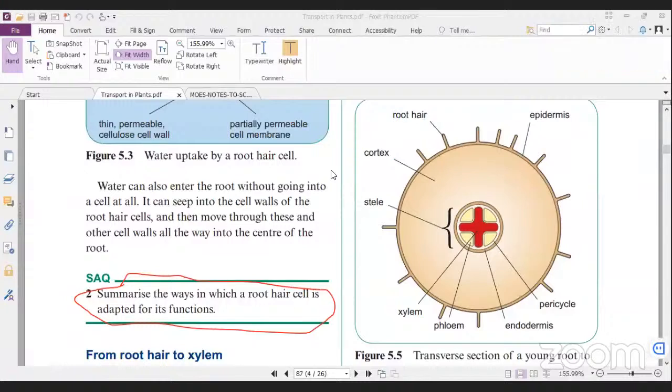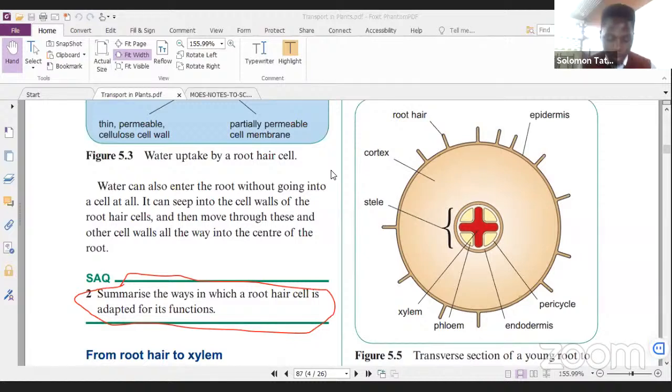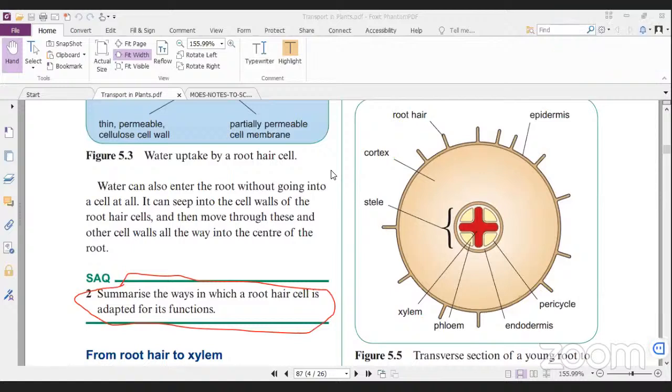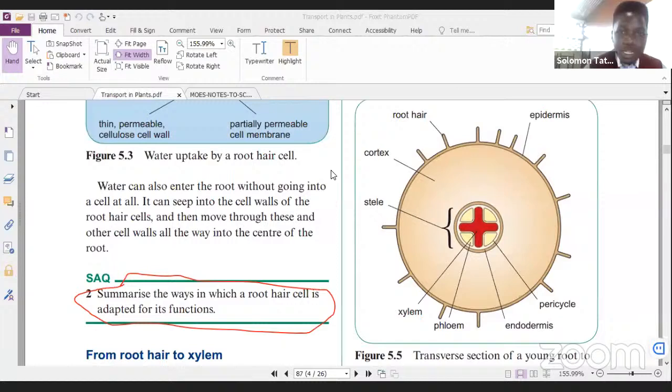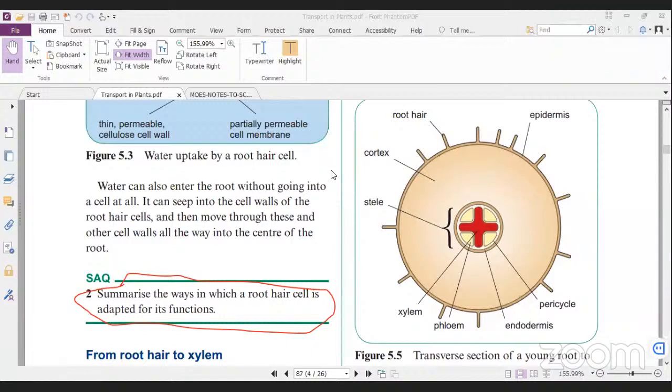It is the increase in the surface area. There are numerous. Yes, please. I couldn't hear you well. The root hair is... there are numerous, increase in the surface area.